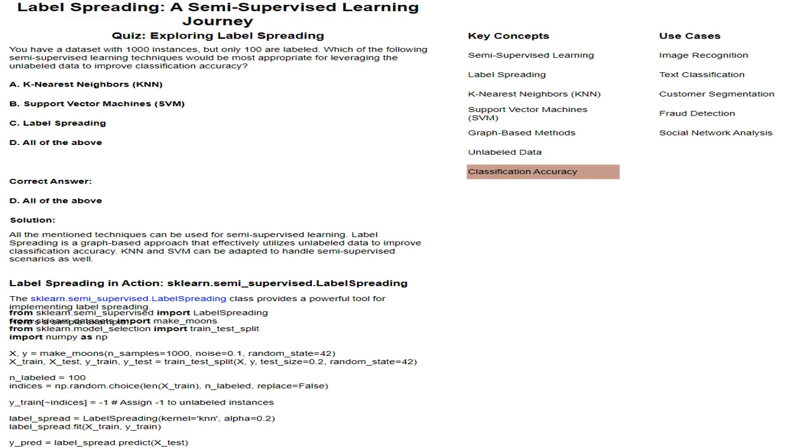Classification accuracy. A measure of how well a machine learning model is able to correctly predict the class labels of unseen data. It is a key performance metric in classification tasks, and it can be influenced by factors such as the quality of the data, the choice of algorithm, and the hyperparameter settings.